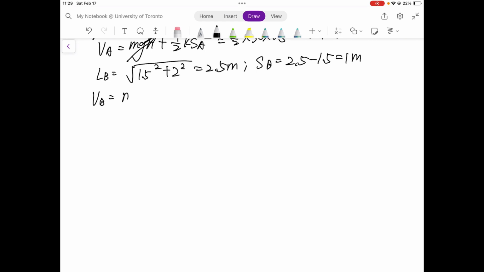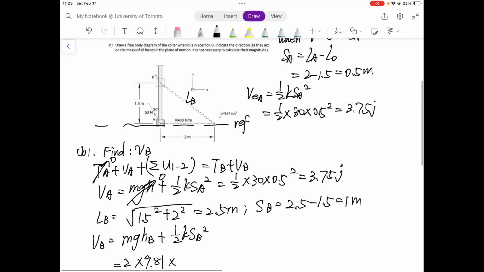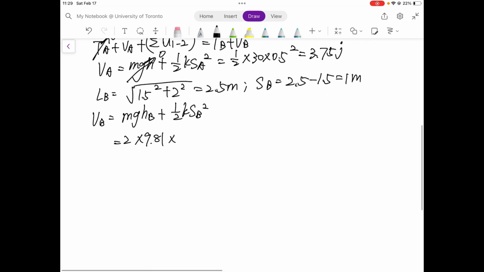VB is equal to mghB plus 1 over 2 k sB squared. m is equal to 2, hB is equal to 1.5 meters, plus 1 over 2 times 30 times 1 squared, which is equal to 44.43 joules.